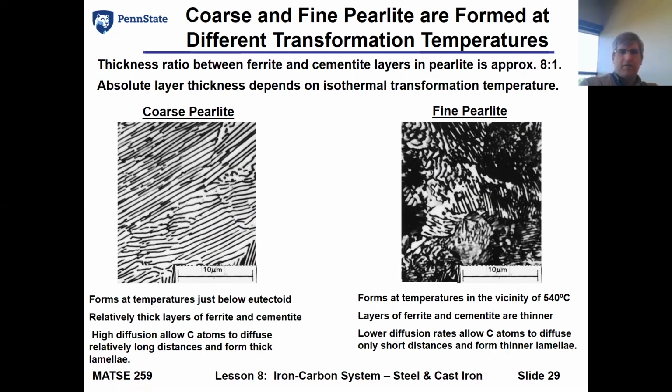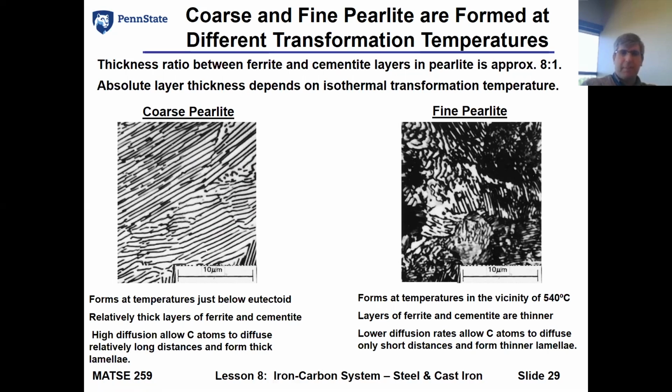So with coarse perlite, there's more time for diffusion to occur, higher temperatures, longer times. And so the carbon diffusion can go over longer distances. And so they form these thicker, what we call lamellae, between the areas. So we have relatively thick layers of ferrite and cementite.